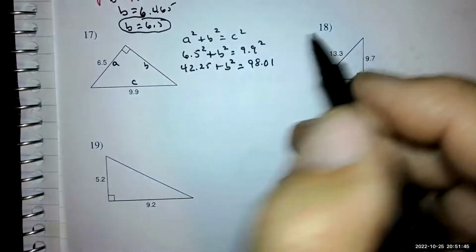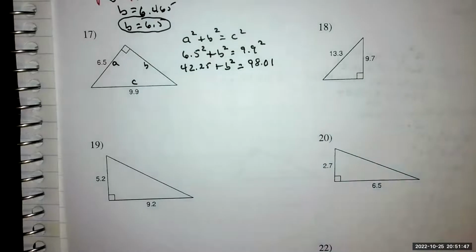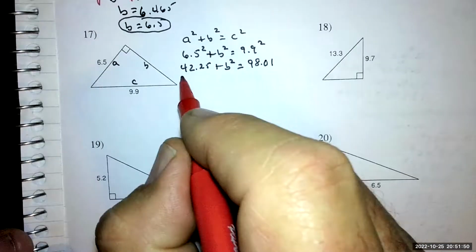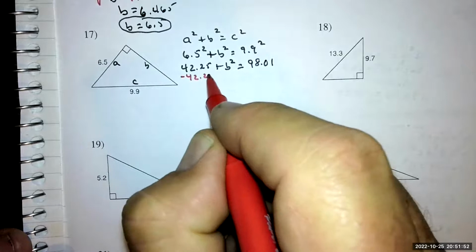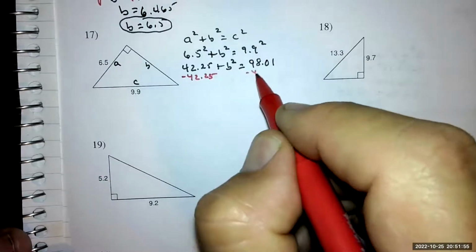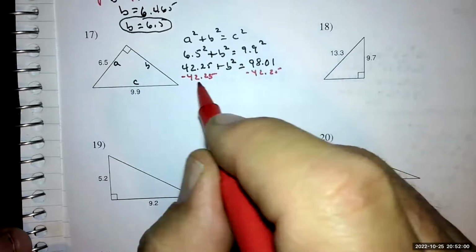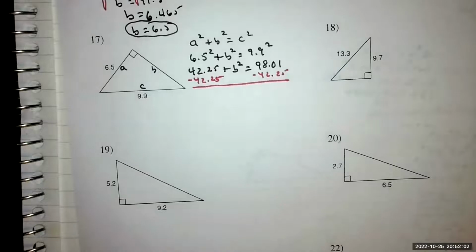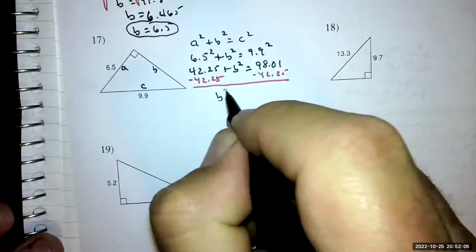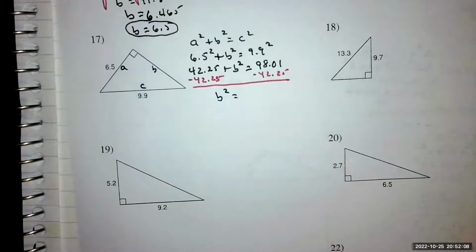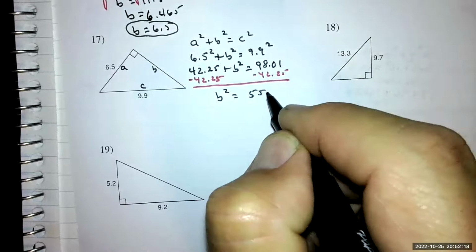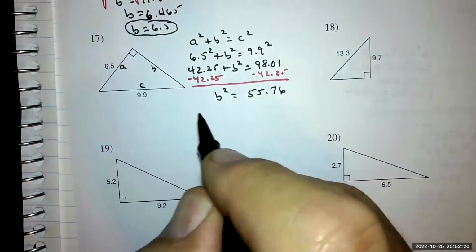All right, so what's my variable? The b squared. It's being added by 42.25, so the opposite is to subtract those. And you notice it's going to be subtract every time. So I have b squared, and I'm going to subtract those two. So I'm going to say 98.01 minus 42.25. And I got 55.76.